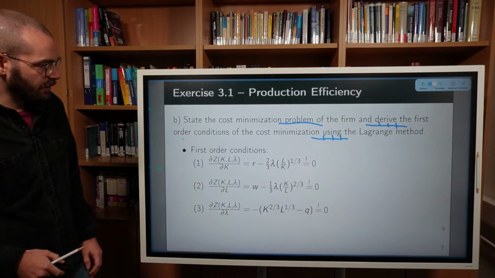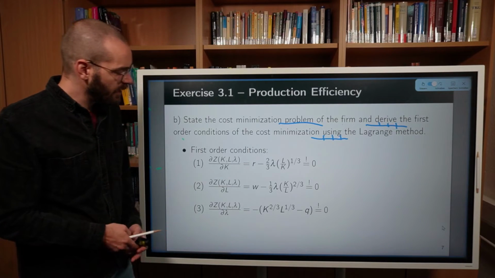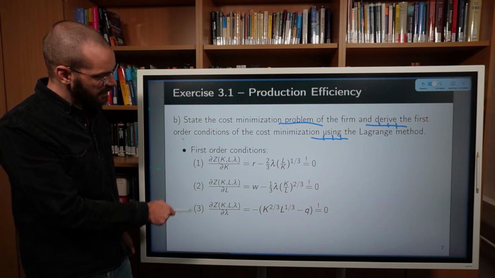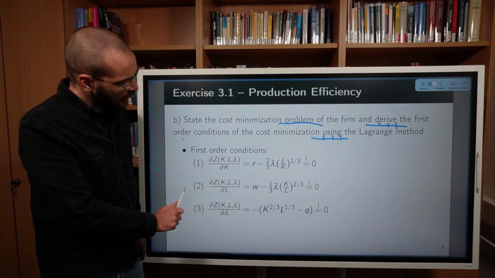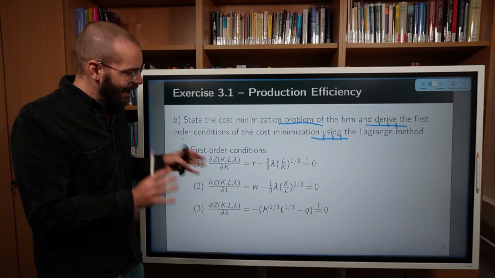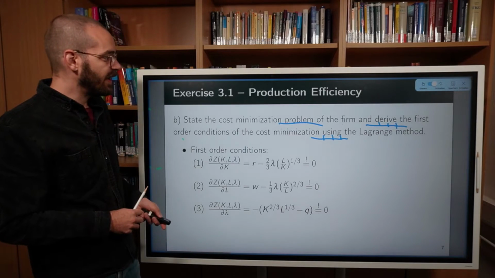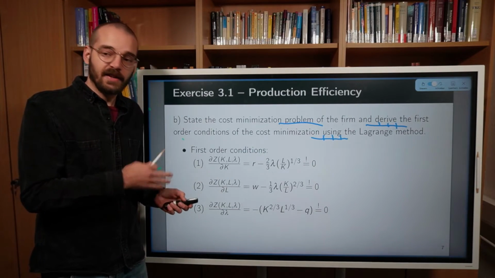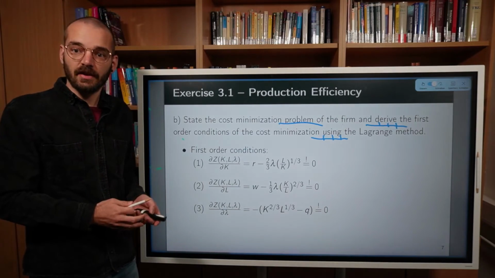All right. Now, how can we do this? Well, let's have a look at the previous slide once more. We have these three first order conditions, and in these first order conditions, we already have all we need in order to find the conditional factor demand functions as well as the cost function.